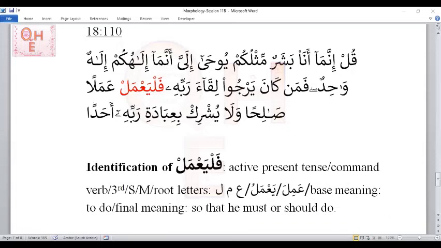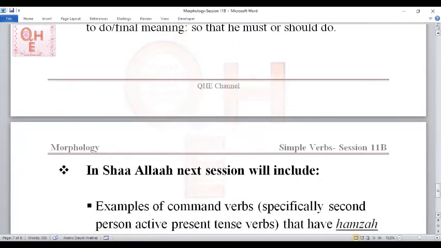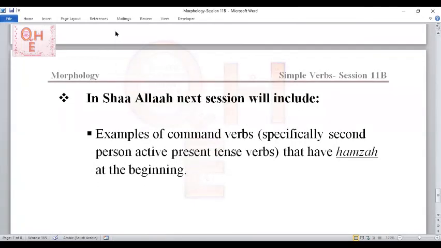And inshallah, in the next session, what we will learn, we will go over examples of command verbs, specifically second person active present tense verbs that have hamza at the beginning. Remember from the chart, if you revisit the charts, you will see only the second person active present tense verbs, command verbs have hamza at the beginning. Okay, inshallah.